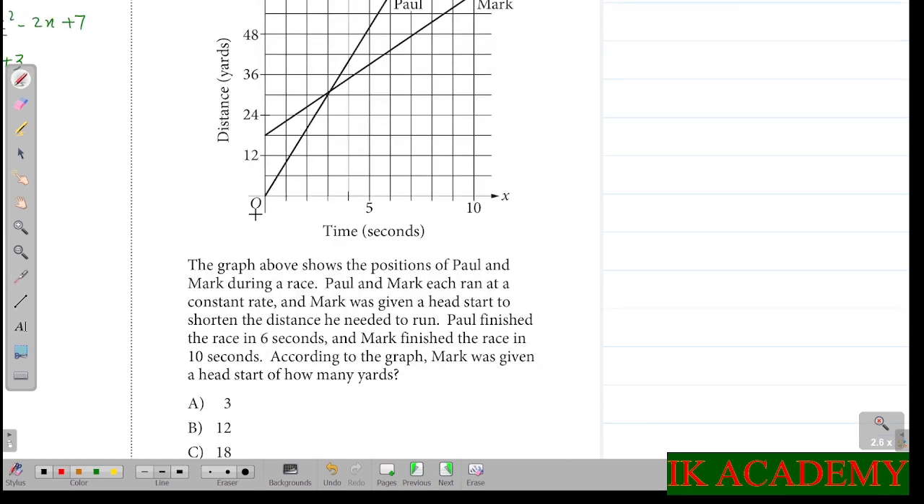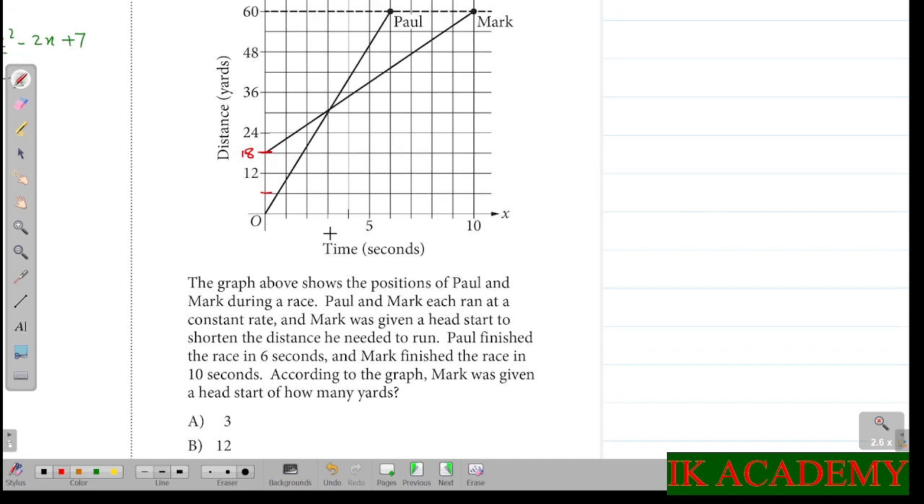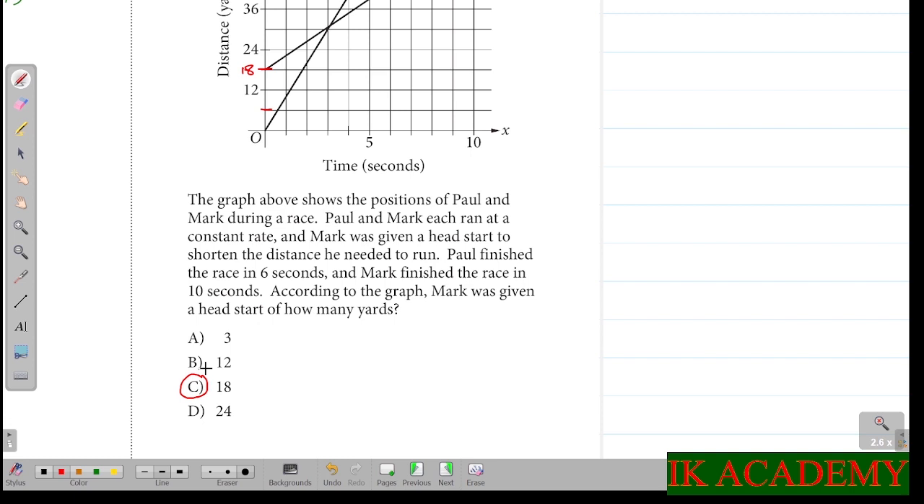Okay, we can easily see the y-intercept of the line that represents Mark's position, where it touches the y-axis. It is at the grid line that is halfway between 12 and 24. We can easily see each grid is divided by 6. So this one is 6, then 12, then 18. So here we get 18 yards. So it means Mark was given a head start of 18 yards, which is option C. Let's move to the next question.